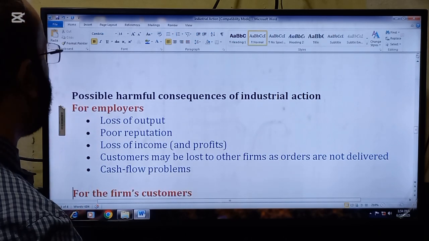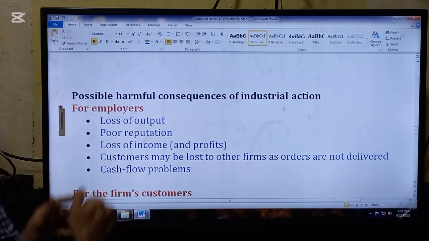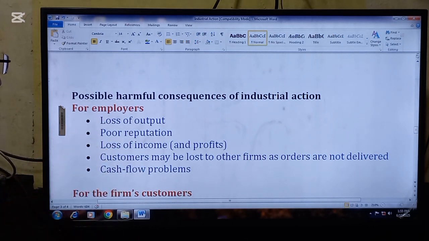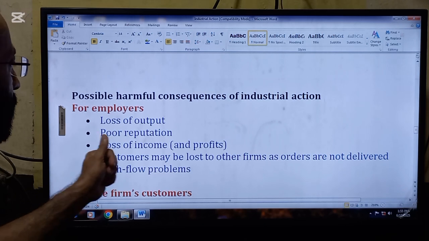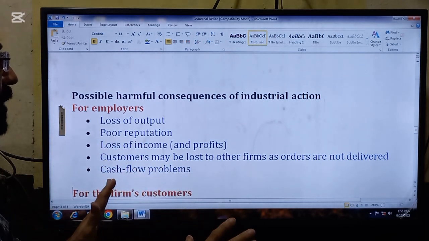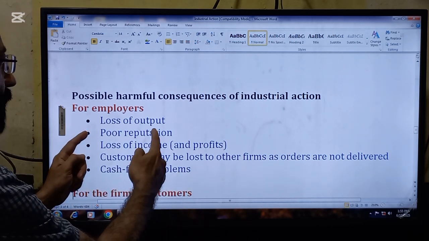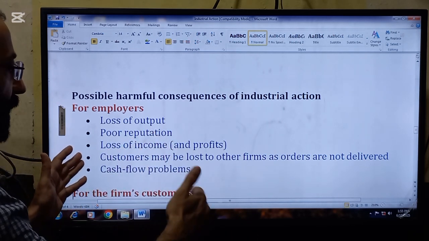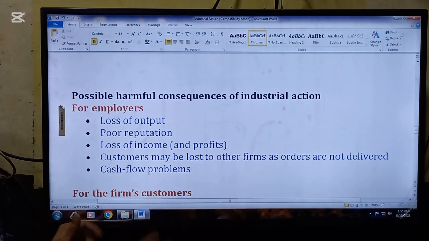Okay, next we are going to read the possible harmful consequences of the industrial action for the employees and for the employers. The first harmful consequence is loss of output. Definitely, whatever the kind of industrial action is, there will be a loss of output. It may be larger or it may be smaller.